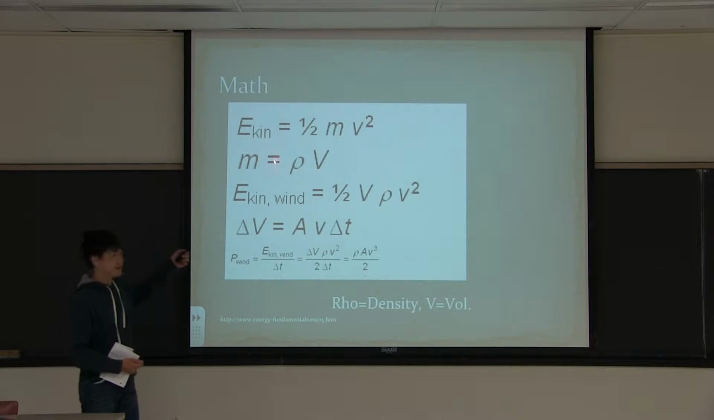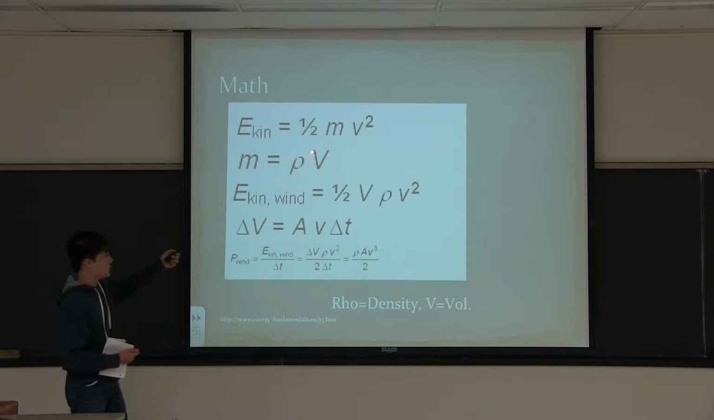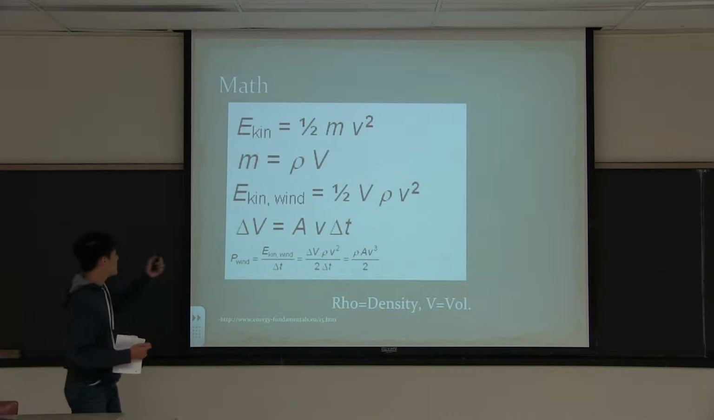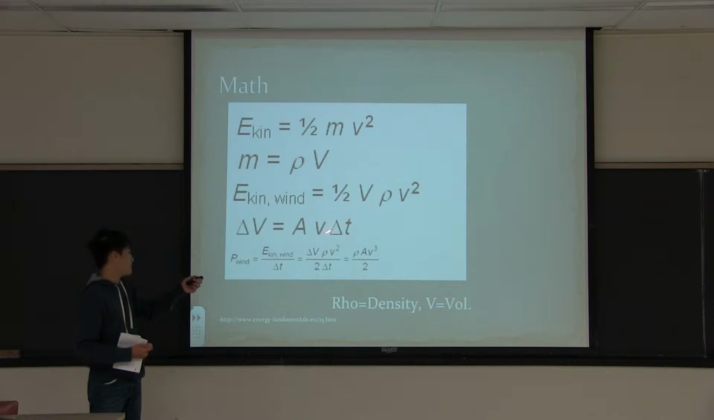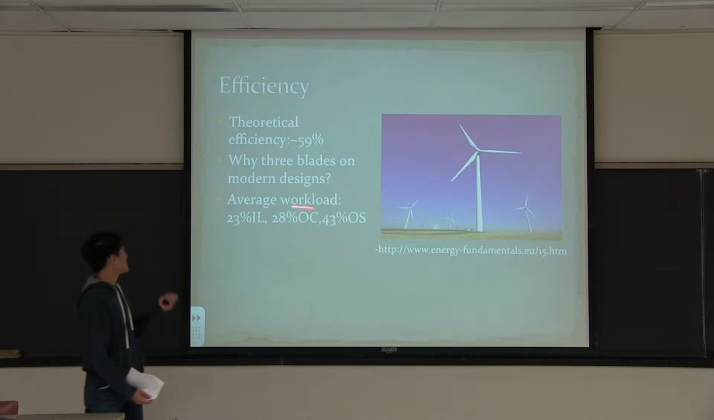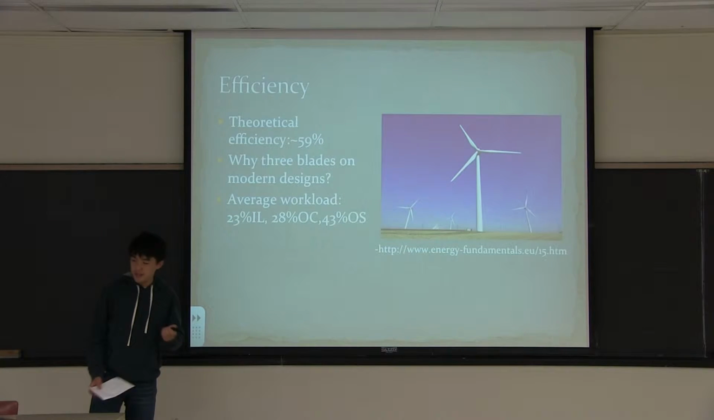And here's the math for the power generated by a wind turbine. We have kinetic energy, 1/2 mv squared, where m equals rho, which is density, times volume. You substitute it into the kinetic energy of wind. Then delta volume equals area times v delta t, which is distance.